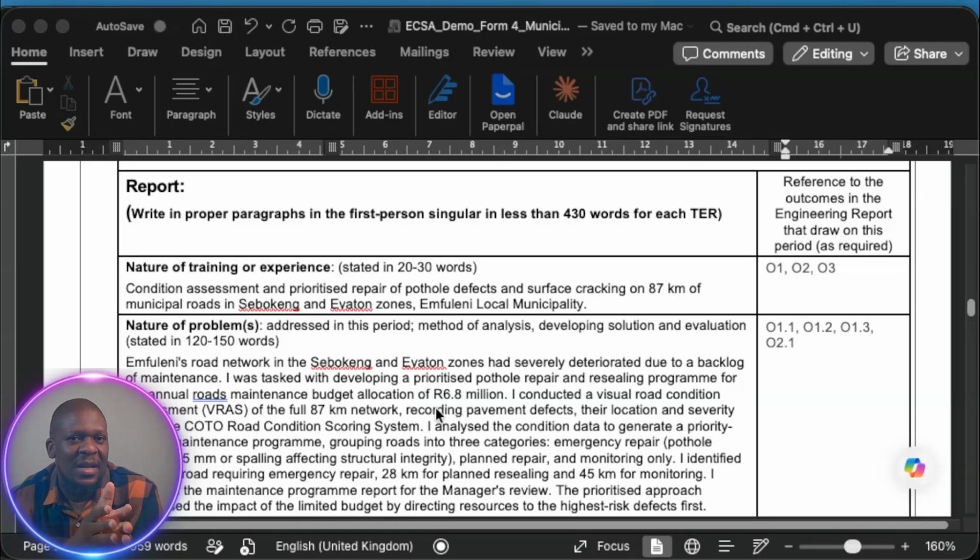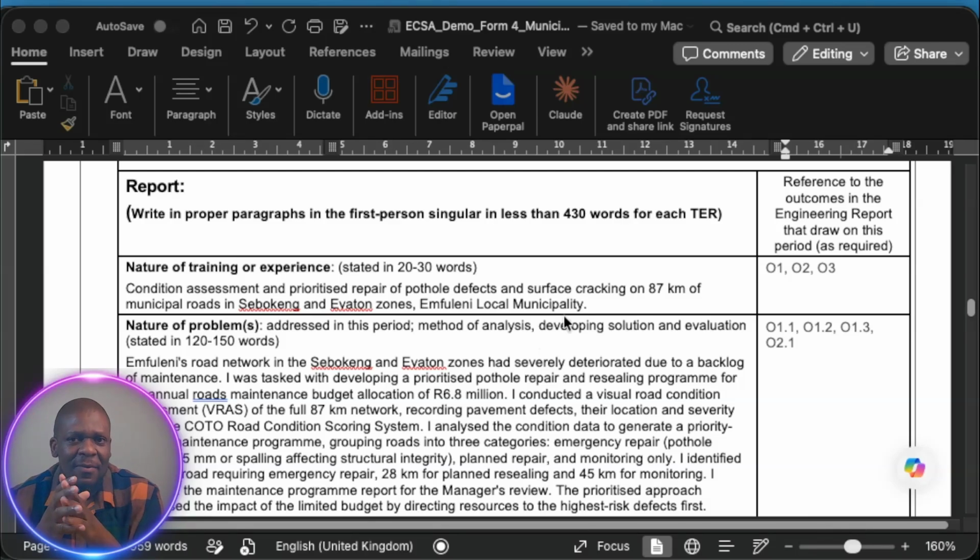28 kilometers require planned reseal. And then 45 kilometers requires monitoring. What do you do? You then plan the maintenance program and present it to your manager or supervisor for review. This prioritized approach maximizes the impact of the limited budget by directing resources to the highest risk defect first.